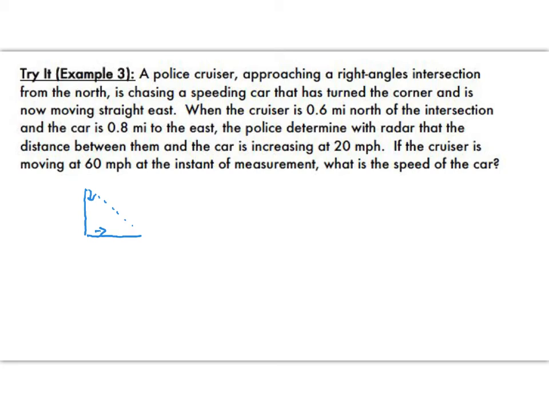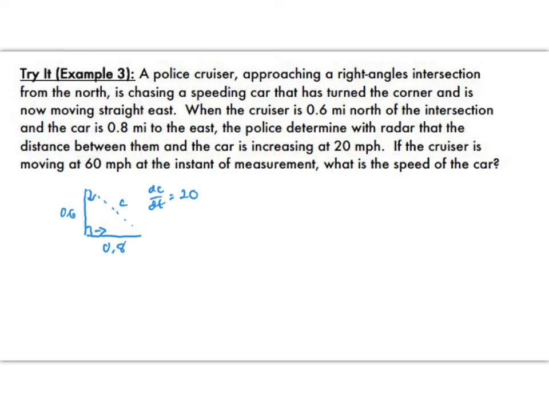It says when the police cruiser is 6/10 of a mile north of the intersection, and the car that it's chasing is 0.8 of a mile to the east, police determined that the distance between them and this car is increasing at 20 miles per hour. All right, well, I'm going to call this distance c, because it looks like we got a right triangle once again. But we know that dc/dt is going to be 20, and it's positive 20, because that rate is increasing.